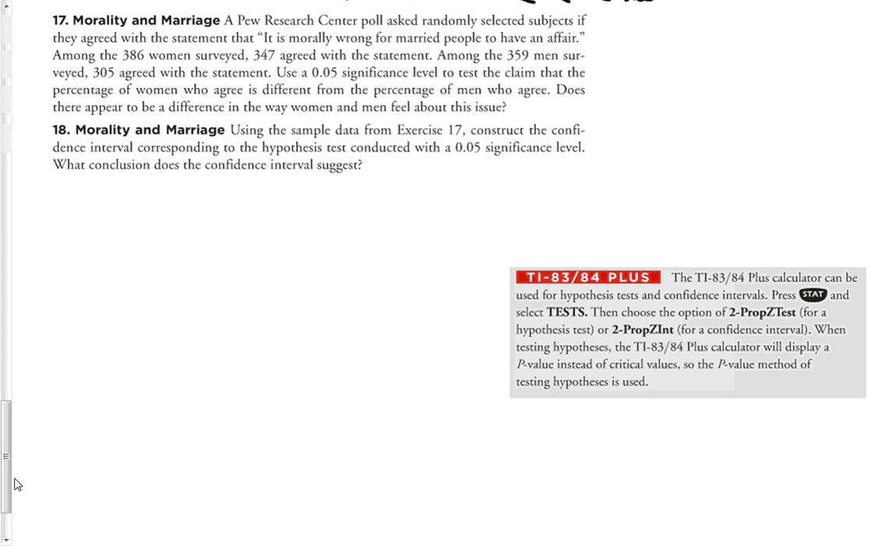Okay, so we're going to do a hypothesis test here, and we're testing a hypothesis about the proportion of men versus the proportion of women who believe that it's morally wrong for married people to have an affair. So we're going to collect all our information, and then we're going to put it into our TI. We'll have the women and the men as our two samples. X1 and N1 will be for the women. X2 and N2 will be for the men.